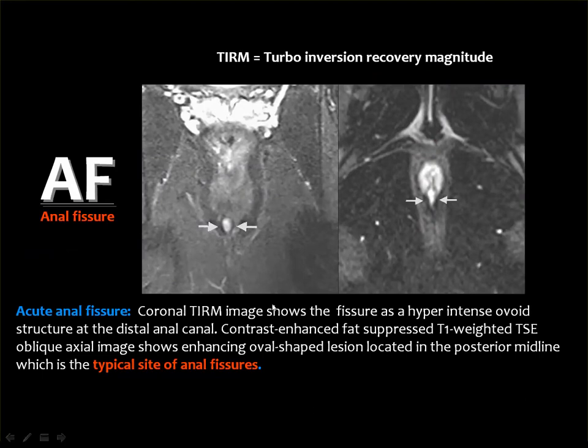This is the most typical site for the anal fissure. After a few minutes, you will see that this fissure will simulate exactly the anal fistula. But fistula means that you got two openings, one inside and one outside. But here it is just a defect in the mucosal lining of the anal canal, and it has no track and no connection to the outside. Of course, if it has a track and a connection, then you got a true anal fistula.